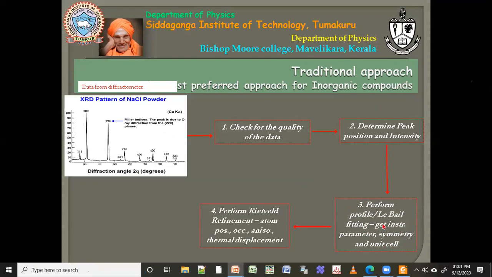Next, you take this Rietveld fitted data, then you introduce your atoms, atomic positions, Wyckoff positions. That is what we call Wyckoff position. Then you also give occupancy, anisotropy, all these things, and you do a Rietveld refinement. If you do a Rietveld refinement, then you get the complete crystal structure. So this is the traditional method. The Rietveld method is nothing but a model based method.